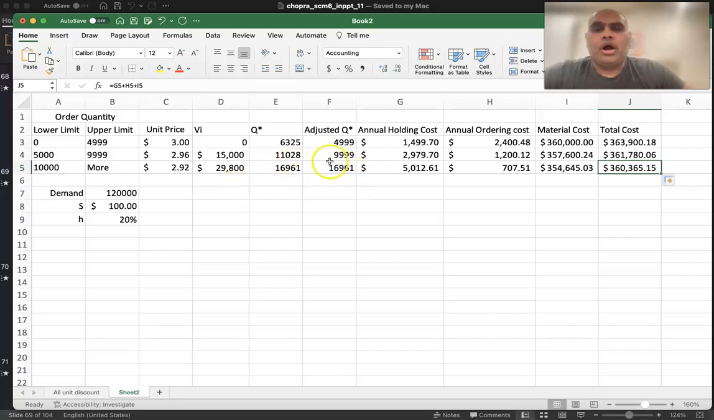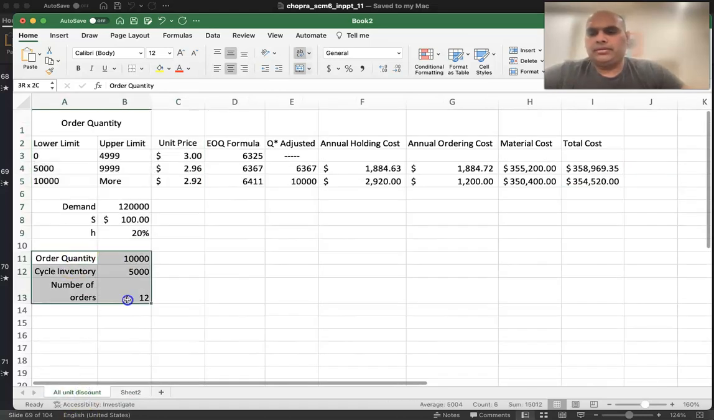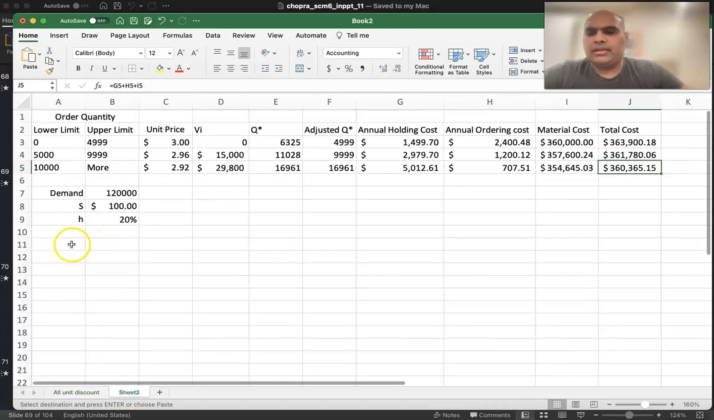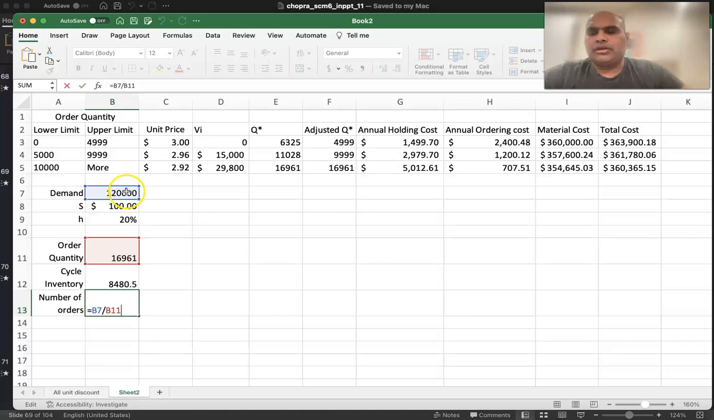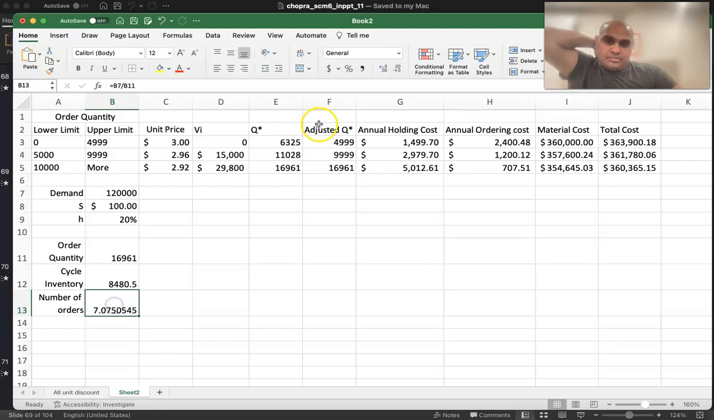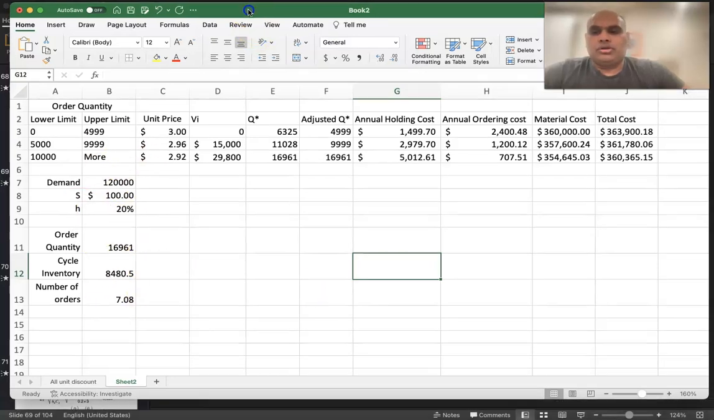So definitely the optimal order quantity is 16,961, right? These are the three big numbers that we need to calculate. 16,961. The cycle inventory is half of that. Then the number of orders is 120,000 divided by 16,961, which is about 7.08 times in a year. So that's the marginal order quantity.